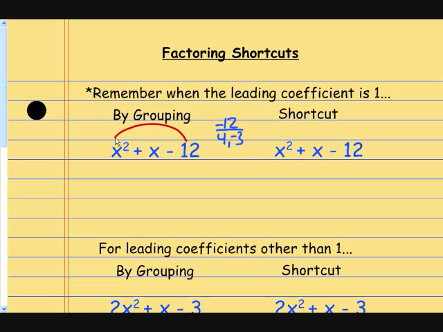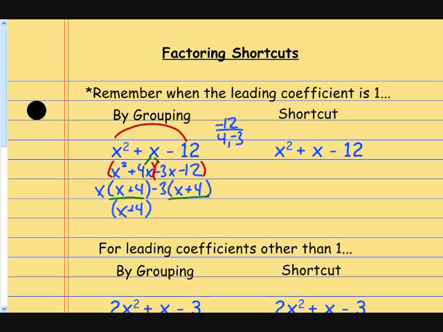So by grouping, we split up the middle term, and we end up doing this as x squared plus 4x minus 3x minus 12. And then we group the first two terms together, group the second two terms together. Out of the first two terms, we can factor out an x, which leaves me with an x plus 4. Out of the second two terms, I can factor out a negative 3, which leaves me with an x plus 4. And then from here, this is where the magic happens. I've got an x plus 4 and an x plus 4. Those two factors are the same, which means one of my factors is the x plus 4.